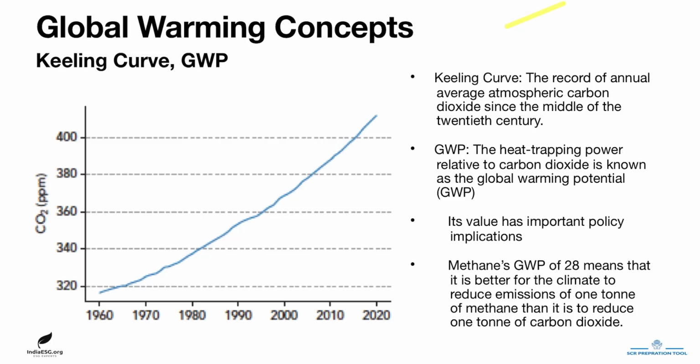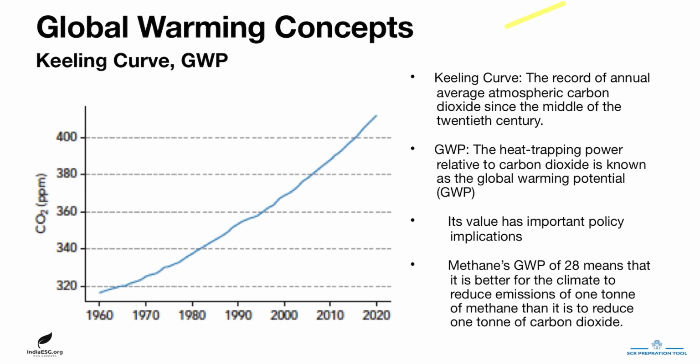In this slide, we will be seeing concepts related to the Keeling curve and global warming, which include global warming potential and understanding the global warming potential for different greenhouse gases. Now, coming to the concept of the Keeling curve, it was named after Charles D. Keeling, who initiated the measurements in 1957 for greenhouse gases.